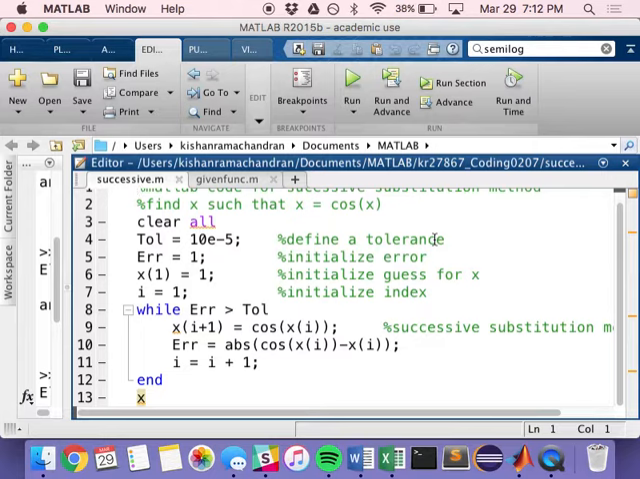Plug in 1. What's cosine of 1? Don't worry, let's just say pi. Cosine of pi is not 0, negative 1. Negative 1. You plug that in and then it's some value here. Plug that here and it comes out here. And then the moment these two match up, you're good.